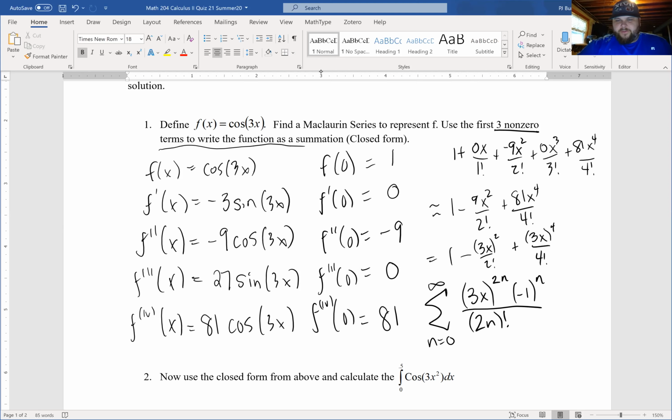So let's try the first two and see if it works out. So when n is 0, we get positive 1. Then we get 3x to the 0 power, so it's going to turn into a 1. And then 0 factorial, so everything is 1. So that's good. If we let n equal 1, then 3x squared is going to be 9x squared up here. Then you get 2 factorial, and negative 1 to the positive 1 is negative. So it looks like this is the closed form.